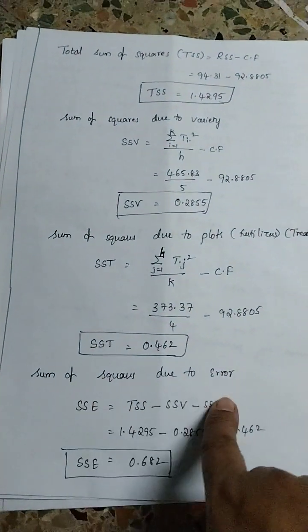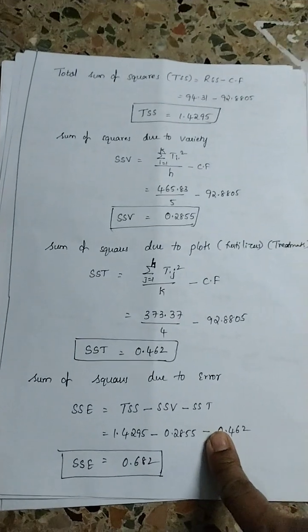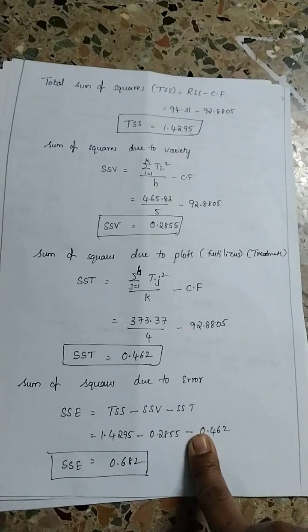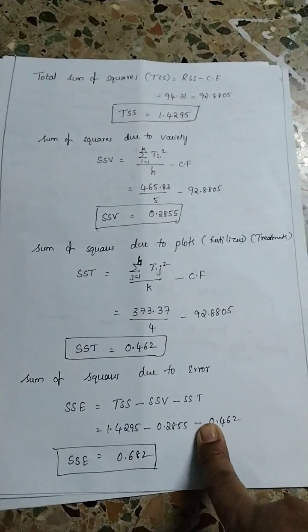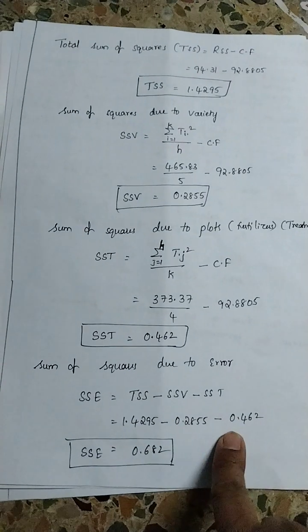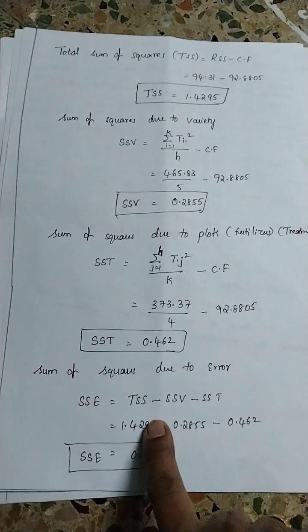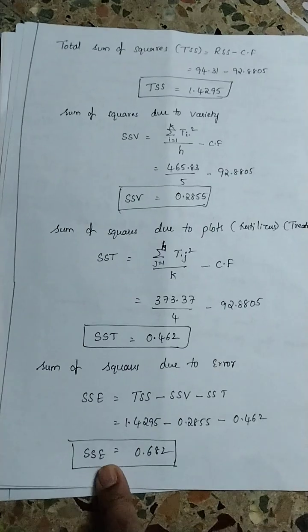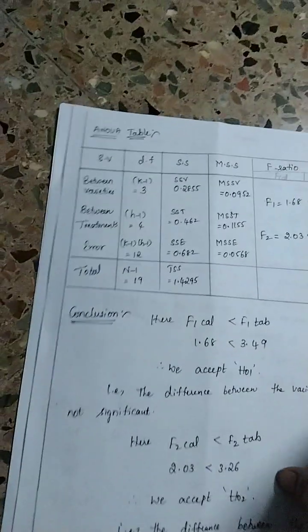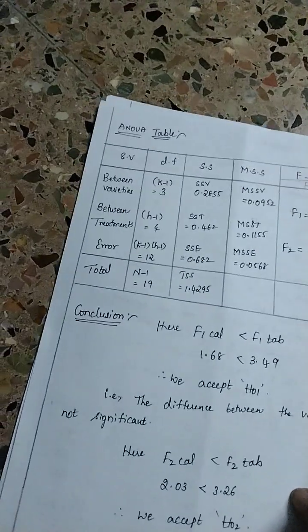Now, sum of squares due to error. I already told you the sum of squares due to error is equal to SSE, which is equal to total sum of squares minus sum of squares due to treatments minus sum of squares due to varieties. After subtracting these two from the total sum of squares, you will get SSE. Okay. Now, we are going to form the ANOVA table, the next step in your procedure.